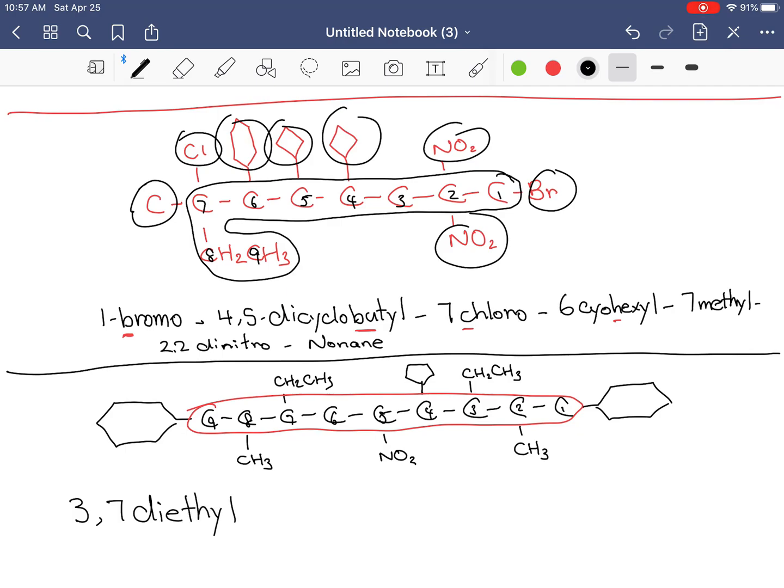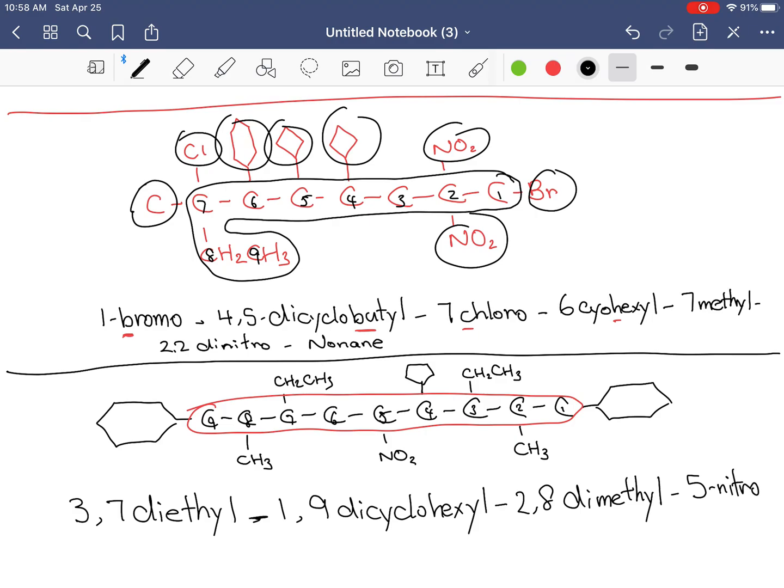3,7-diethyl, 1,9-dicyclohexyl, 2,8-dimethyl, 5-nitro, 4 cyclopentyl nonane.